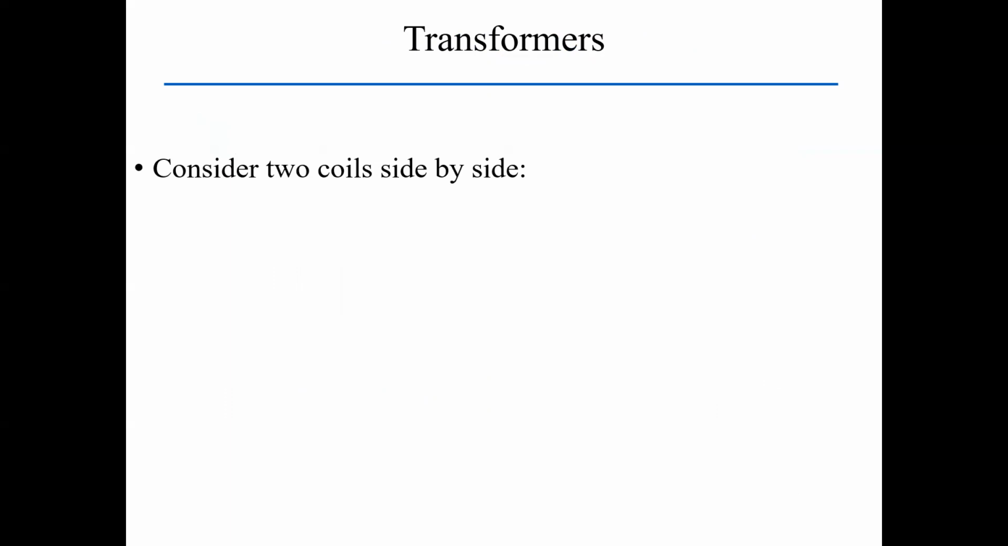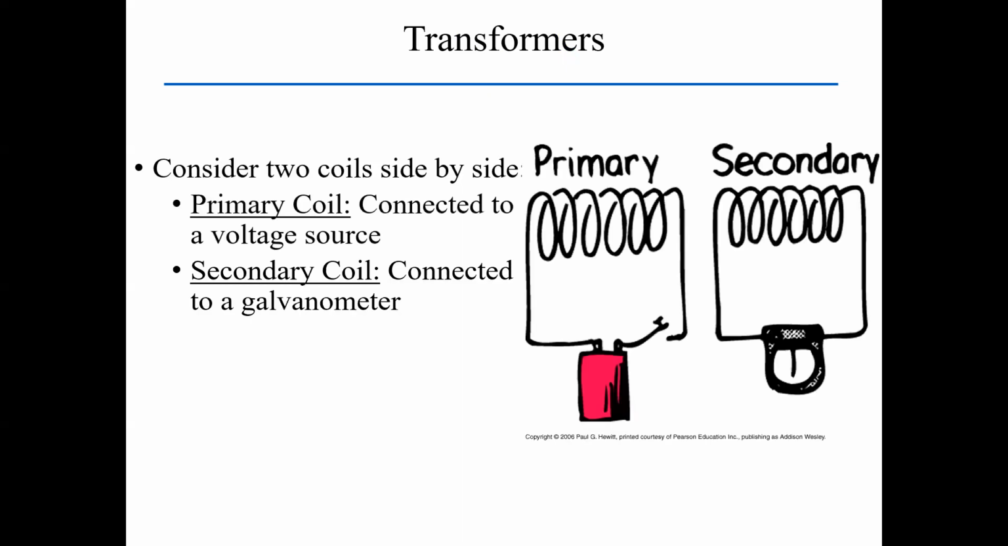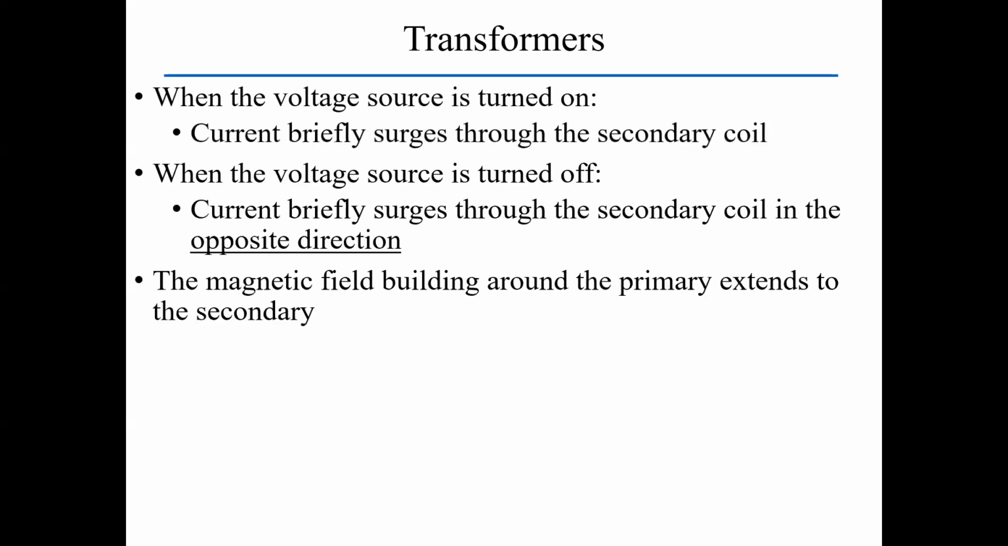These concepts are heavily used in transformers. In transformers, you have two coils side by side: a primary coil connected to a voltage source and a secondary coil connected to a galvanometer. When the voltage source is turned on, the current briefly surges in the secondary coil. When the voltage source is turned off, the current briefly surges in the secondary coil in the opposite direction.